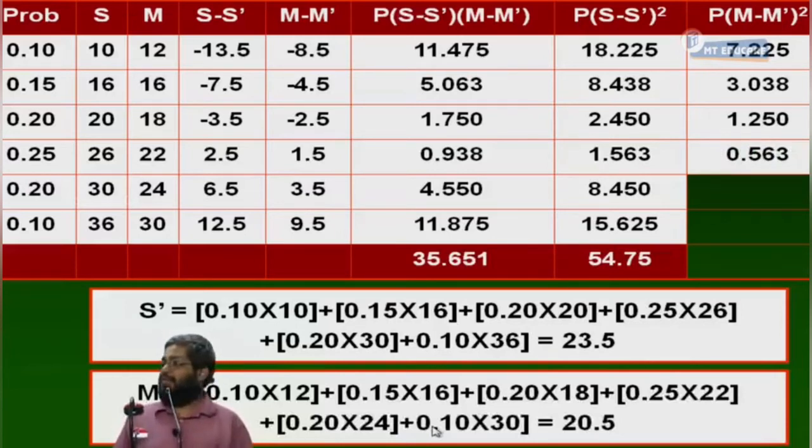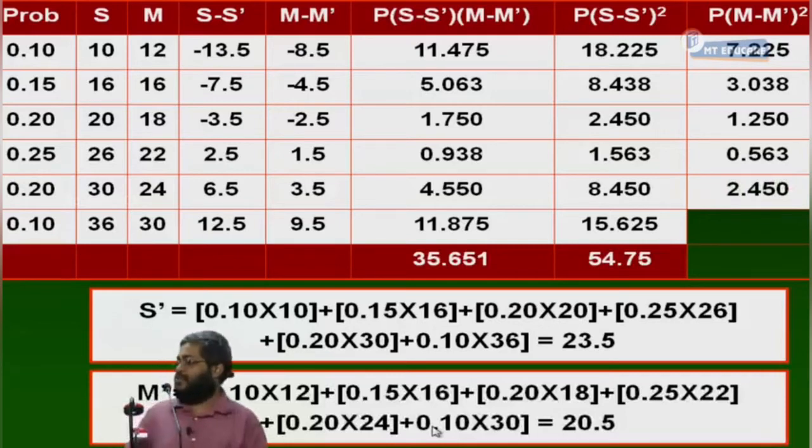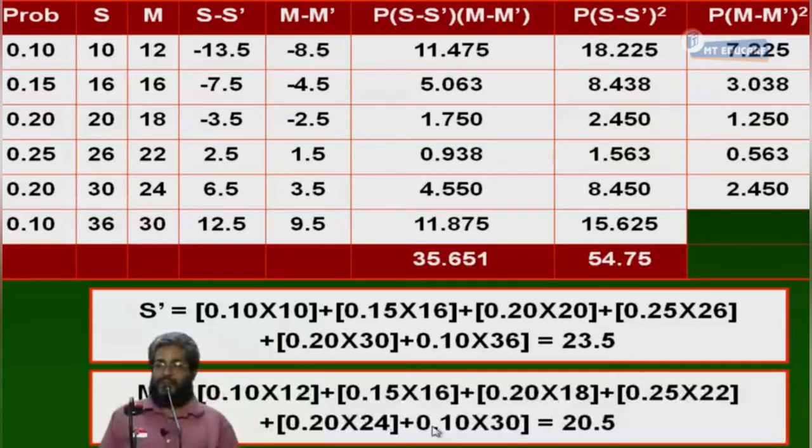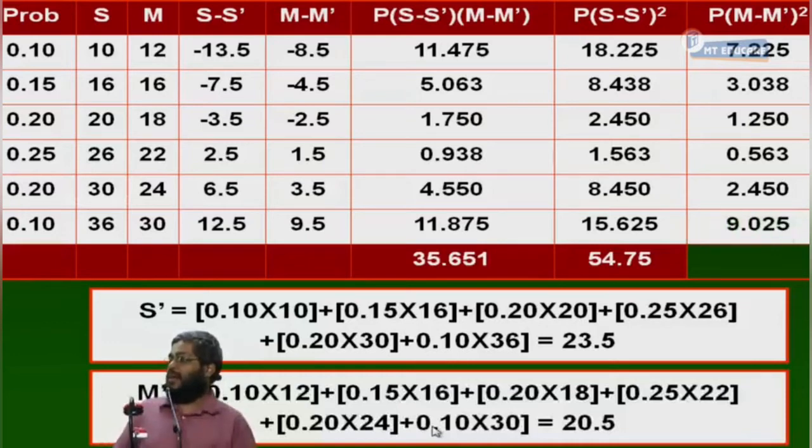0.563. 0.20 into 3.5 square. What is the number? 2.450. 0.1 into 9.5 square. What is the number here? 9.025. What is the total here? 23.65. The total is 23.65.